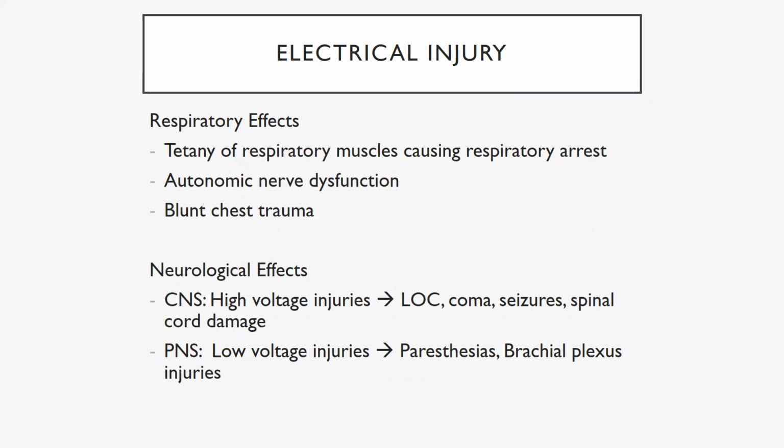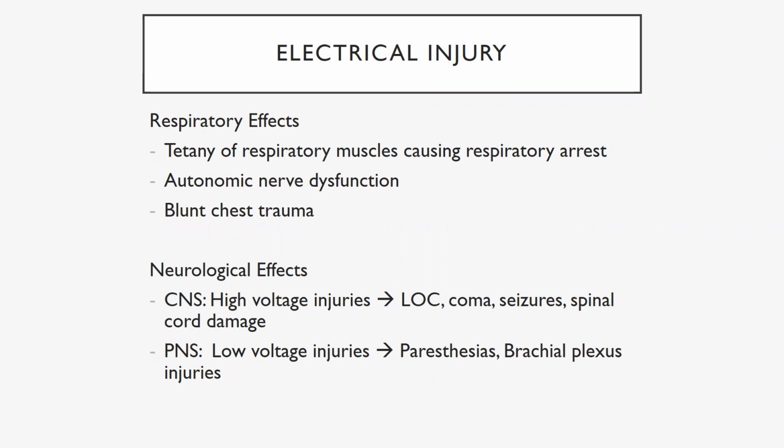So some of the respiratory effects, like I mentioned before, you can have tetany. Just like you have tetany of other muscles of the body, you can have tetany of your respiratory muscles, including your intercostal muscles and accessory muscles, that can cause respiratory arrest. You can have autonomic nerve dysfunction that can paralyze or cause impairment of your diaphragmatic movement.